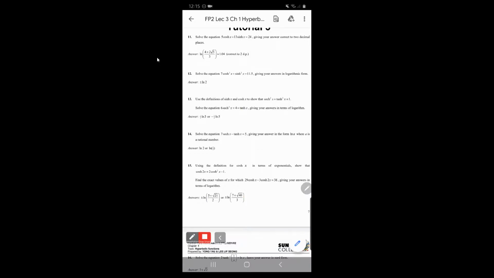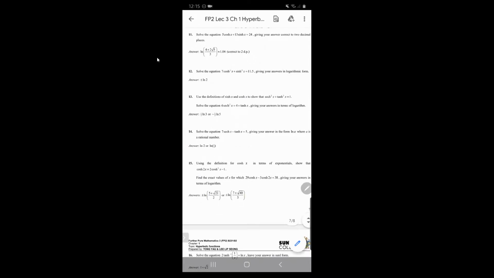Okay. So for question 12, solve the equation 7 cos squared x plus sine squared x equals 11.5, giving your answers in logarithmic form. Now this one is an old past year question, yeah.